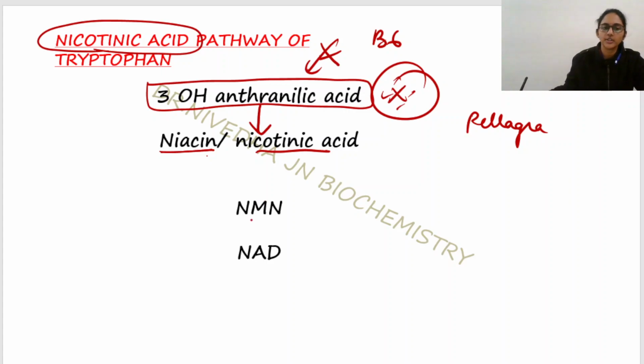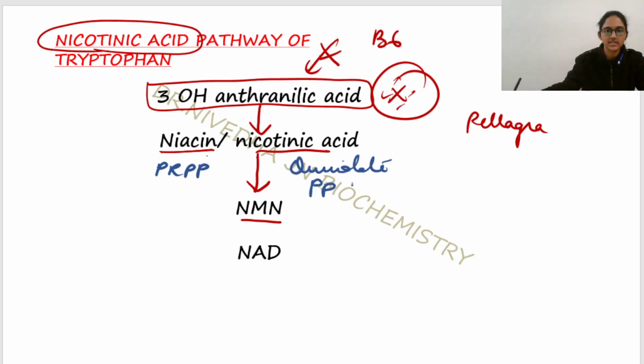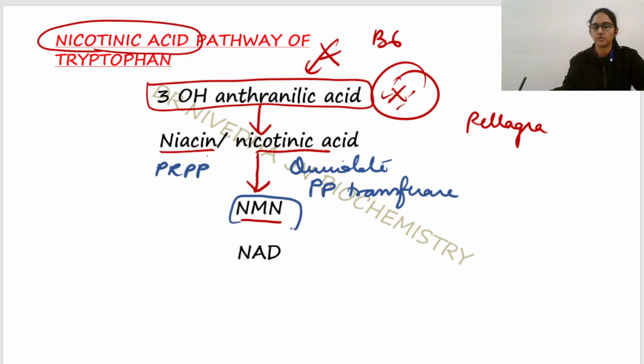Okay. Now niacin is nothing but nicotinic acid. So if you want to convert it into nicotinate mononucleotide, you have to add a nucleotide. So how should you add one ribose 5-phosphate? What is the donor of ribose 5-phosphate? It is PRPP, phosphoribosyl pyrophosphate. So the enzyme will be quinolinate phosphoribosyl transferase, which will give the ribose 5-phosphate group, forming a nicotinate mononucleotide.